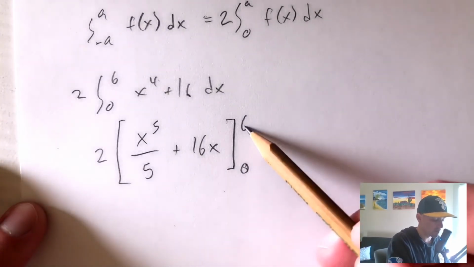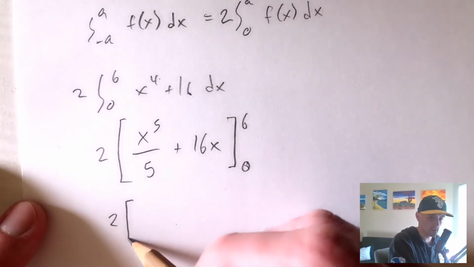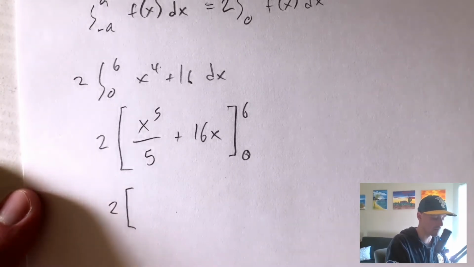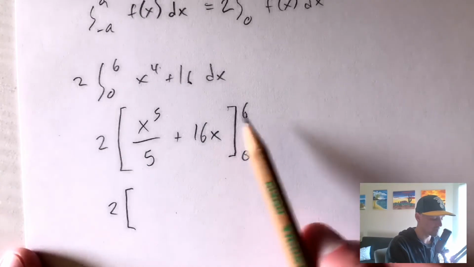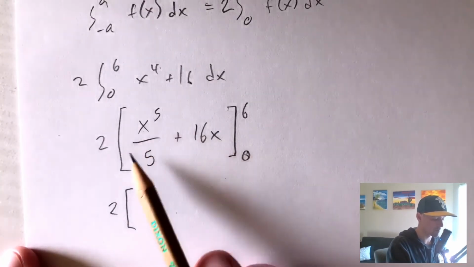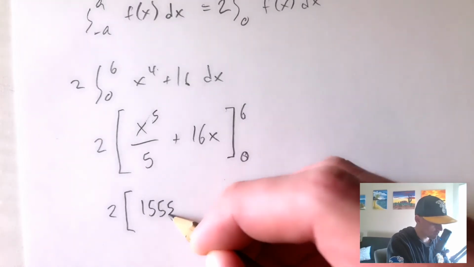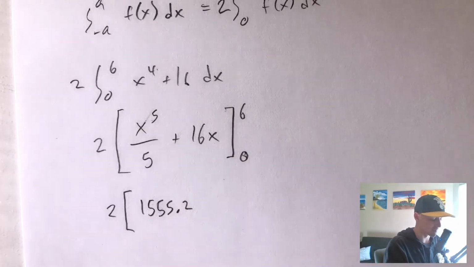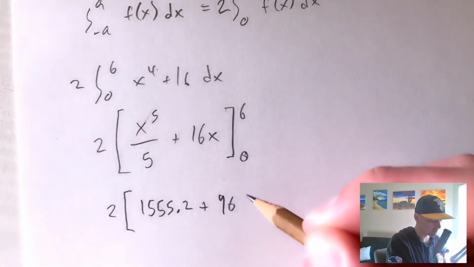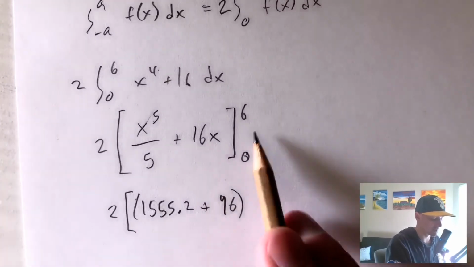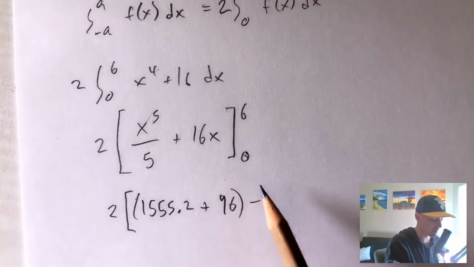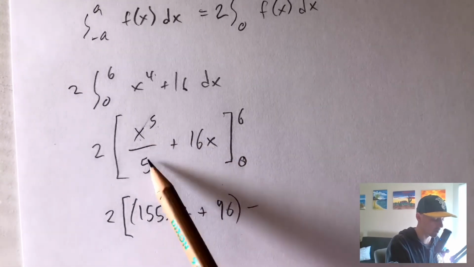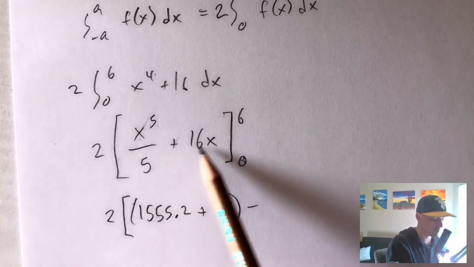So evaluating this from 0 to 6 essentially just means plugging in 6 into this function for x, and then plugging in 0 into this function for x, and then subtracting them. So when we plug in 6, we're going to get 6 to the fifth power divided by 5, which is 1555.2, and then we have to do 16 times 6, which is 96. So this is what we get when we plug in 6 into our function. Now what we have to do is plug in 0 and subtract that. So plugging in 0, we're actually going to get 0 to the fifth, which is 0, divided by 5 is still 0, plus 16 times 0. So when we plug in 0 into this, we just get 0.